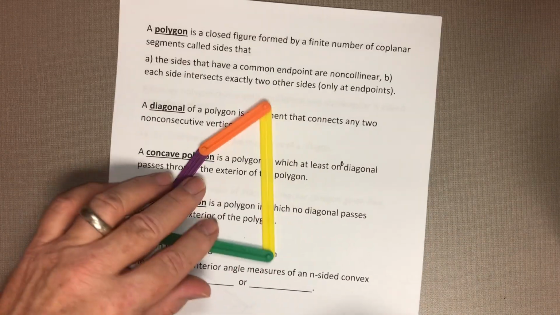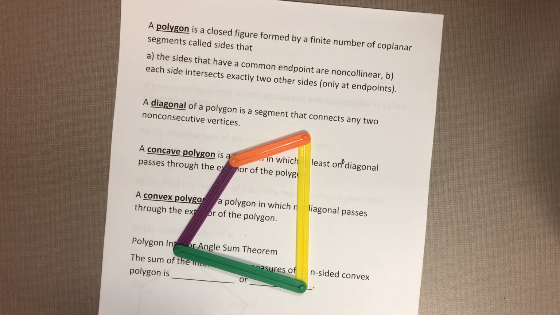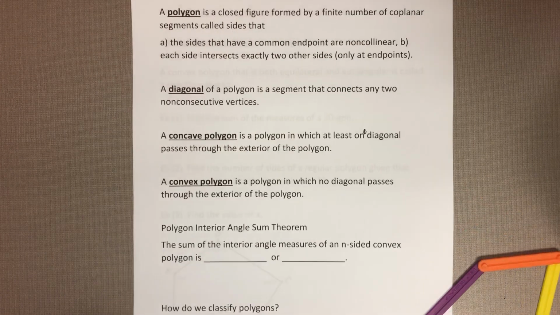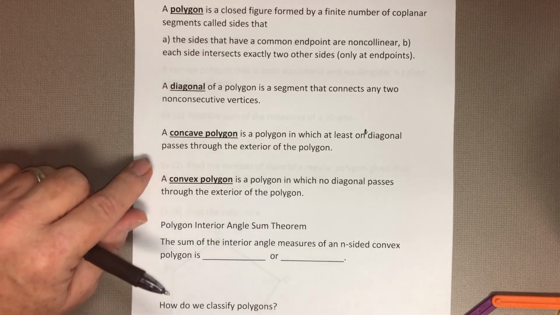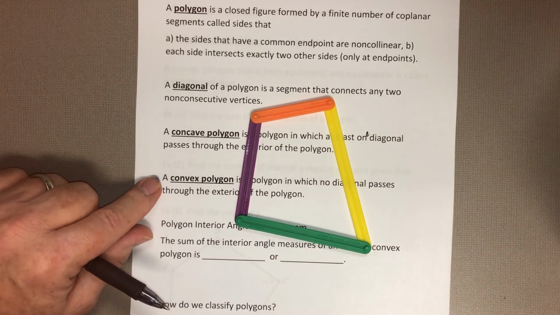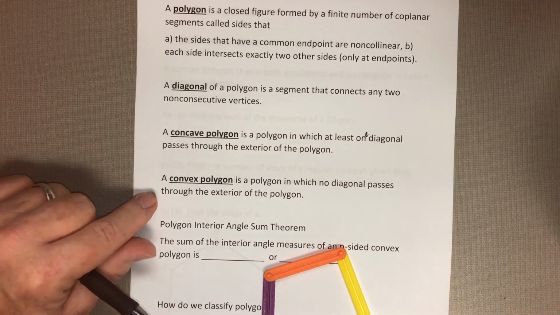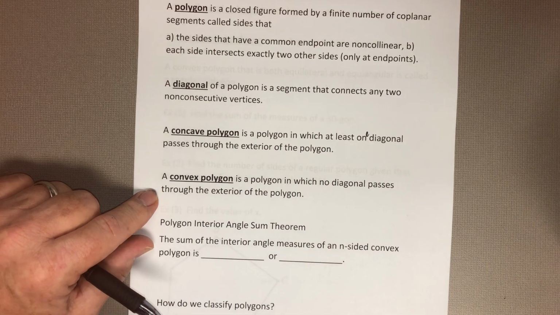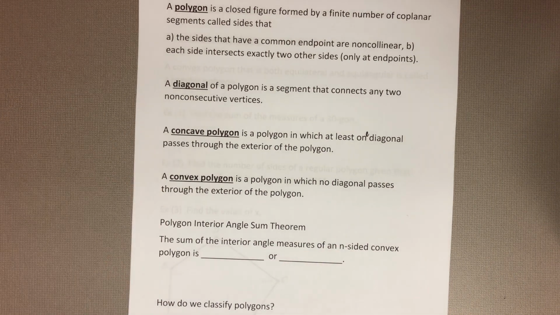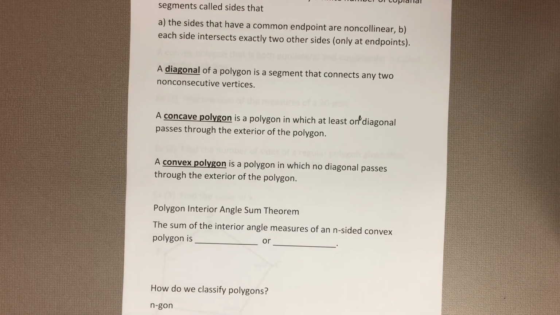the polygon. Now, the very minute you stop that from happening, then you no longer have what we call a concave polygon. You have a convex polygon, and that is a polygon in which no diagonal passes through the exterior of the polygon.